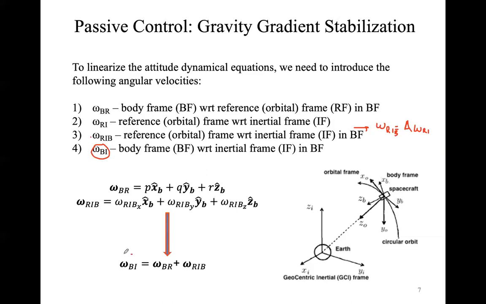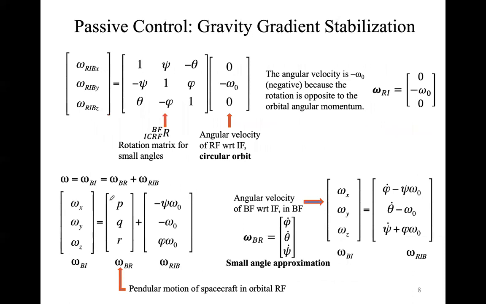So what we need to know is omega bi, that is the sum of these two vectors, which can be summed because they are expressed exactly in the same reference frame, that is the body frame. To write explicitly what I mean here, we know that omega of the orbital reference frame with respect to the inertial reference frame has only one component that is opposite to y, that is omega 0. This is the mean motion of the spacecraft, since we are considering a circular orbit.